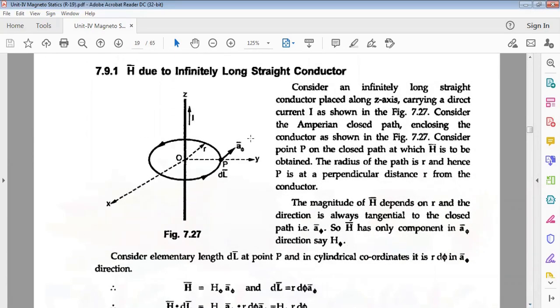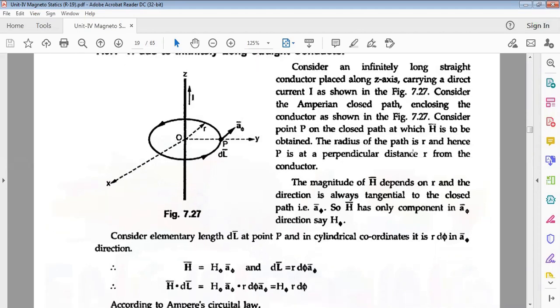In electrostatics, we derived the expressions for the field due to an infinite line charge by using Gauss law with a circular loop, and for an infinite sheet of charge also by using Gauss law. Similarly here, in magnetostatics, you can find H bar due to an infinite long straight conductor by using Ampere's circuital law.